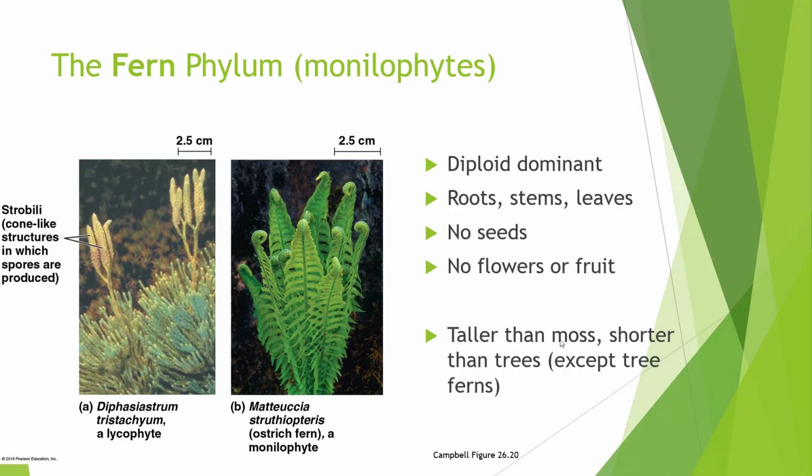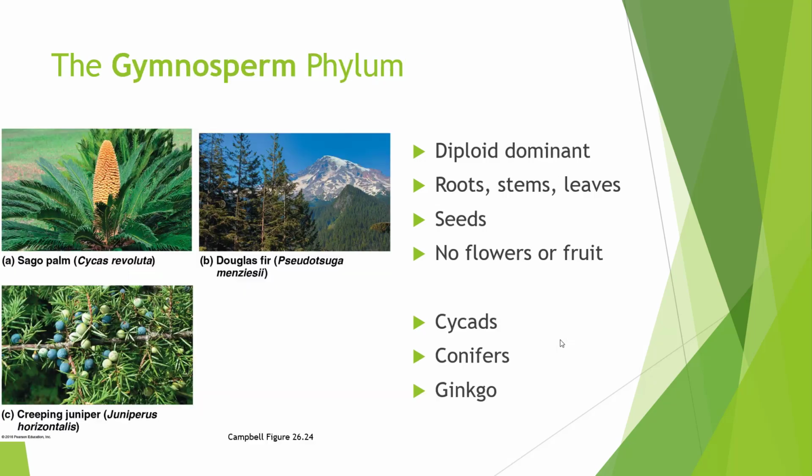The fern phylum, also known to nerds as the monilophytes. These are diploid dominant, so they are no longer haploid. That was only going to be mosses. These are diploid. They have true roots, true stems, true leaves. They are vascular plants. They have specialized cells to move water and to move sugars. And we're going to look into those more when we look into stems. Ferns do not make seeds. Ferns do not make flowers. Ferns do not make fruits. Ferns are generally taller than moss, but they are shorter than trees. Now, there are, of course, things called tree ferns, but those are pretty rare.